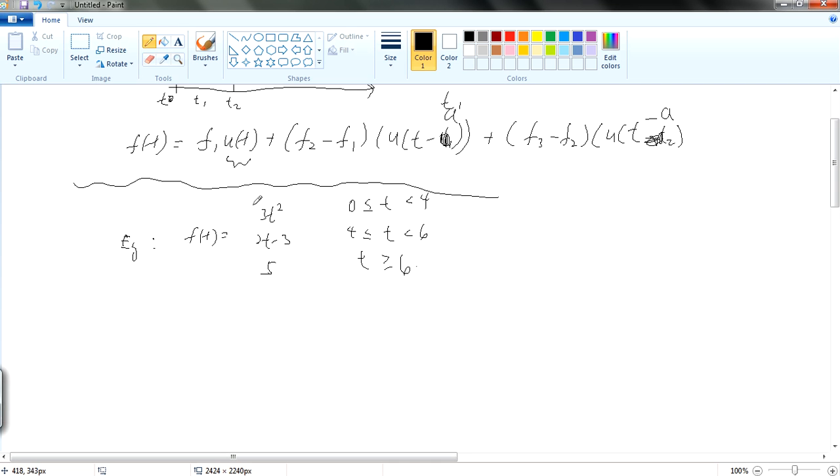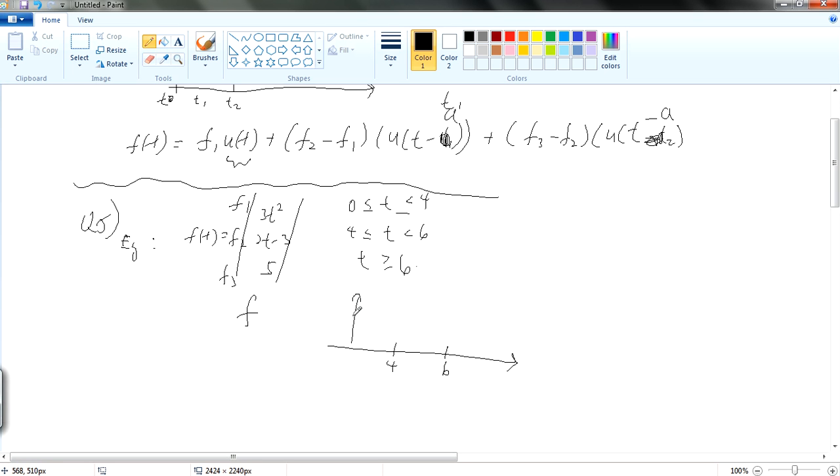This whole row is in your notes, question 5 of our notes. This is function 1, this is function 2, and this is function 3, and this is the time interval. So the graph will look something like this: function 1 from 0 to 4, and then from 4 to 6.